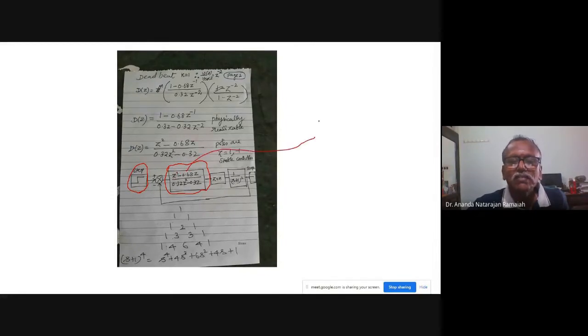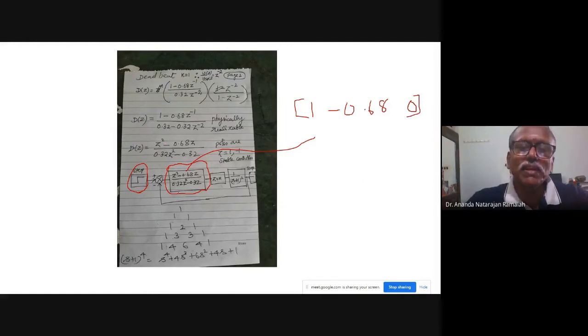Here z square is there. So what you have to enter in that bracket: the coefficient of z square is 1. Then what is the coefficient of z? Minus 0.68. Then what is the coefficient of z power 0? That is the constant term. Nothing is there, so you have to put 0. Like that, you have to enter in the numerator.